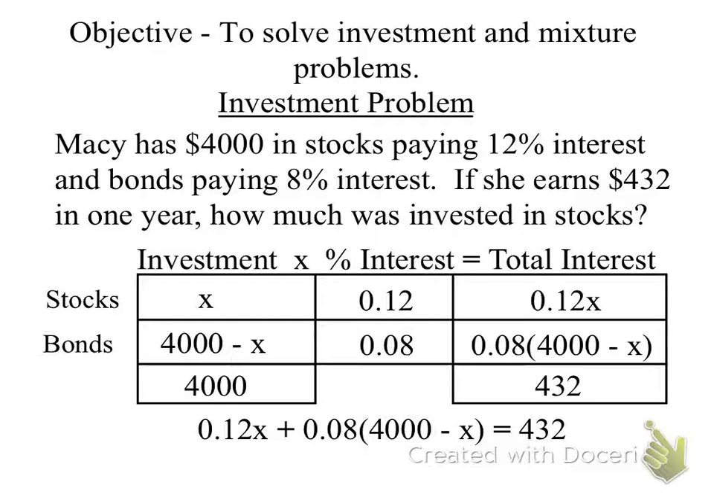Right? I'm going to subtract it. So I had 12x plus 32,000. Oops, 8 times 4,000 minus x equals 432. 12x plus 32,000 minus 8x equals 43.